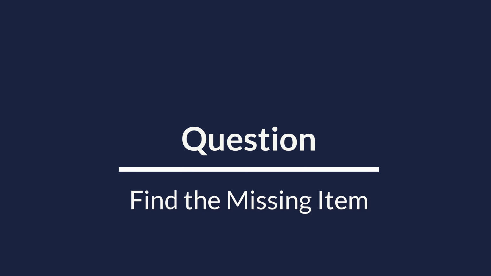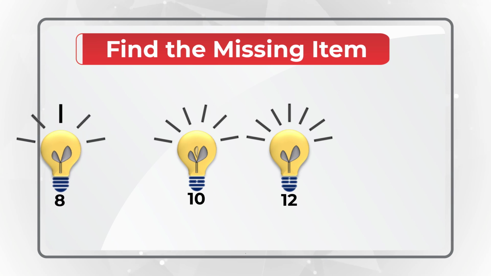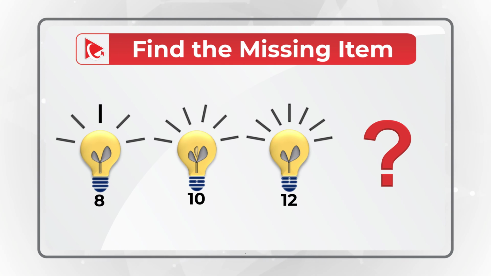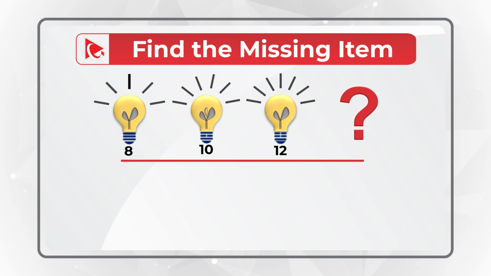Here's an amazing question to help you find the missing item. You're presented with the sequence of bulbs. There are 3 bulbs visible and the 4th bulb is missing. You need to select the missing bulb out of 4 different choices.